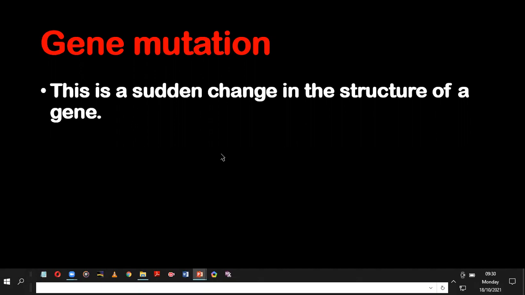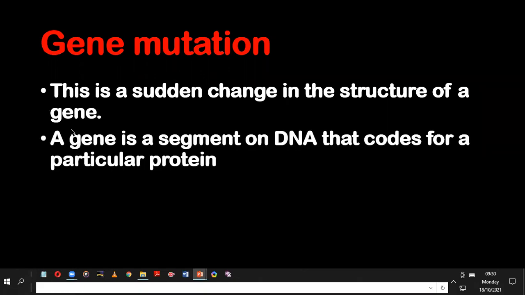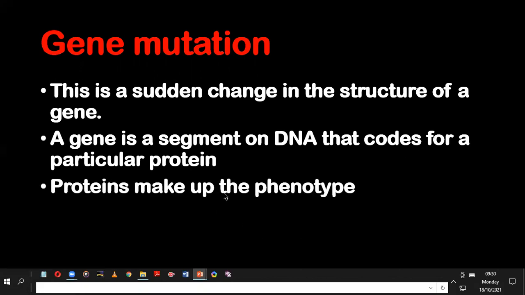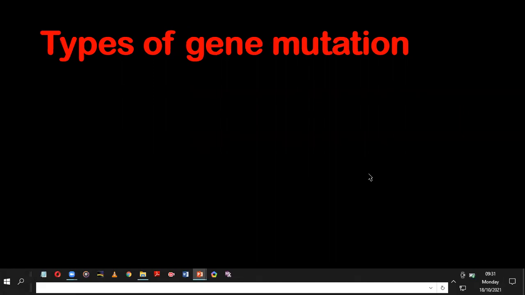Okay. So sudden change in the structure and amount or in the structure of a gene. And a gene is that segment on the DNA that codes for a particular protein, and proteins make up the phenotype. So if the change occurs on the DNA, not chromosome, then we shall say that gene mutation has occurred. Now the types, they are the same as what we've been saying. However, the other ones were occurring on a chromosome. Now here they are occurring on DNA. That's the only difference. But the rest is just the same.